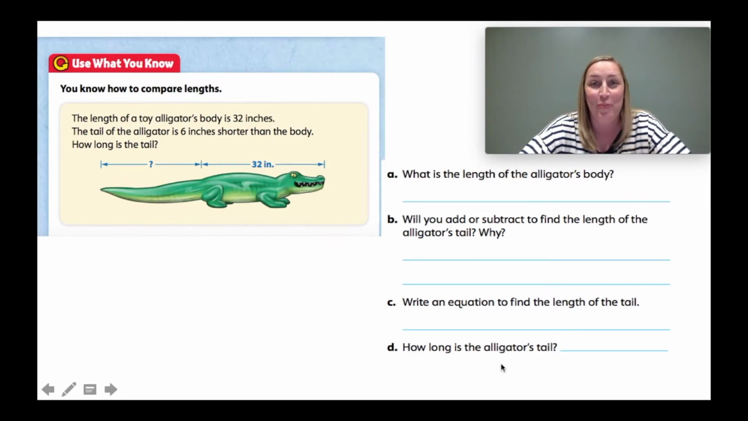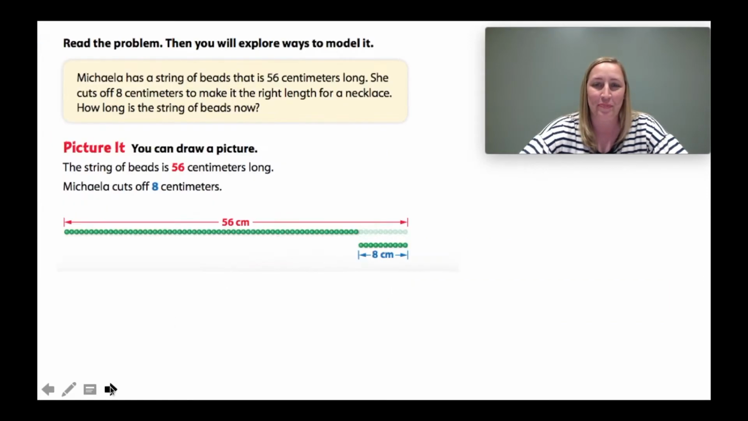So I want you to pause the video and actually solve the problem. Figure out what 32 minus 6 equals. Alrighty, if you put 26 inches, you are correct. Great job. All right, let's do another problem.